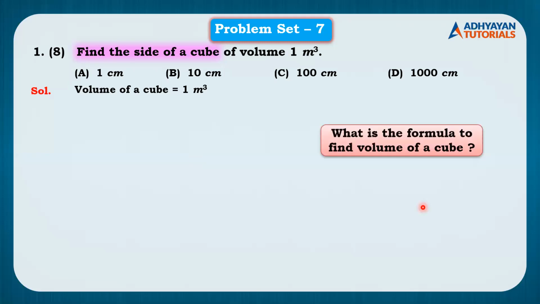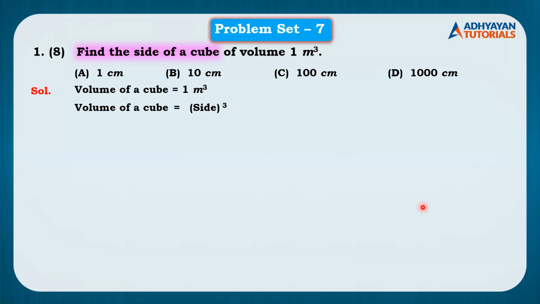Yes, in the last sum we have already used it. Volume of a cube is equal to side cube. So now students, I want you to understand. We know the volume of cube as 1 meter cube. So we'll substitute the volume of cube as 1 and the rest will be as it is. So therefore, 1 is equal to side cube.